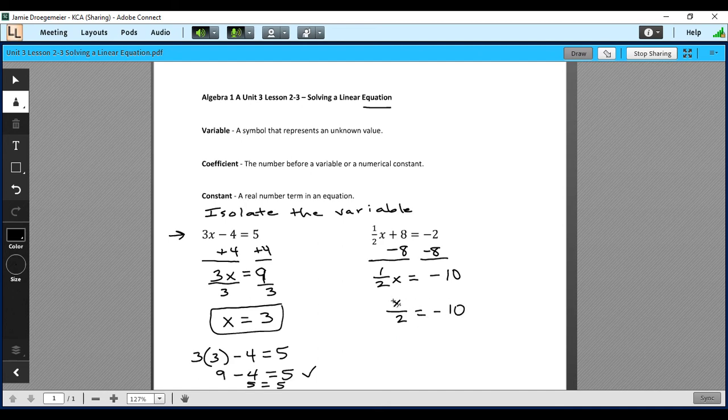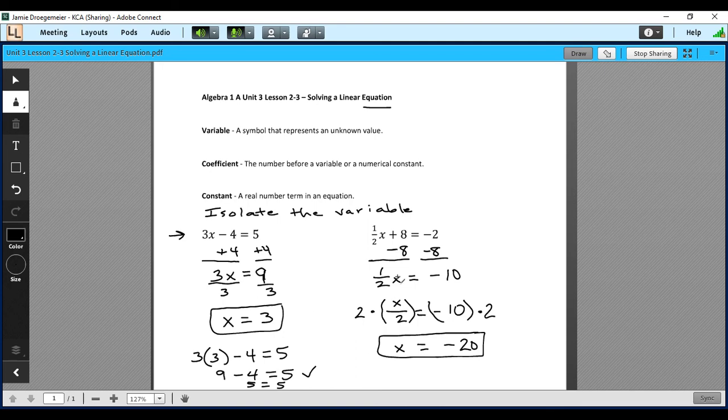And no matter how you look at it, to undo that multiplication by 1/2 or to undo that division by 2, I would need to multiply by 2, by whatever that we were dividing by. So if I multiply by 2 on that side, I also need to multiply by 2 over here. And so on the left side, 2 times x divided by 2 is just x. Those 2's kind of cancel each other out. They divide to 1. And then -10 times 2, that would be -20. And so my solution here is x equals -20.